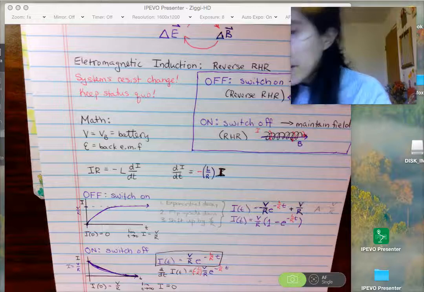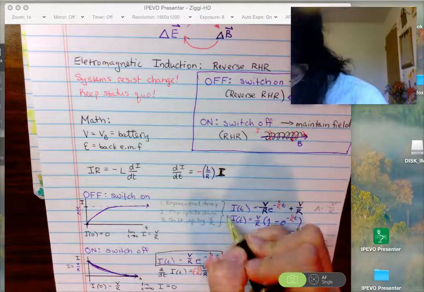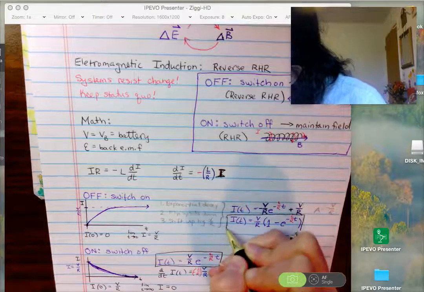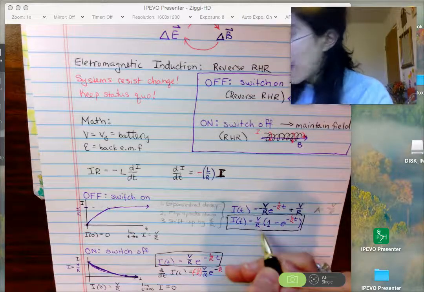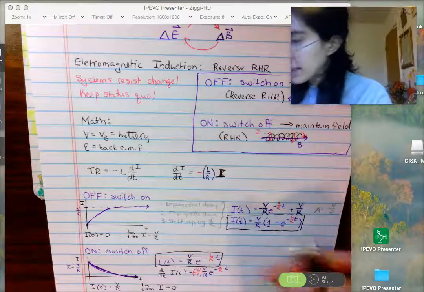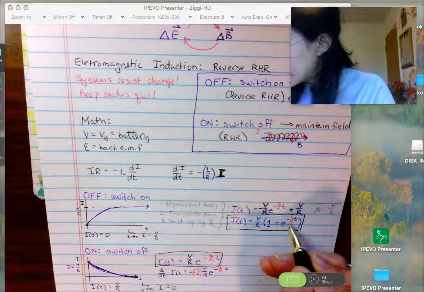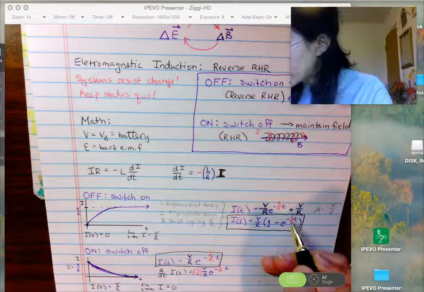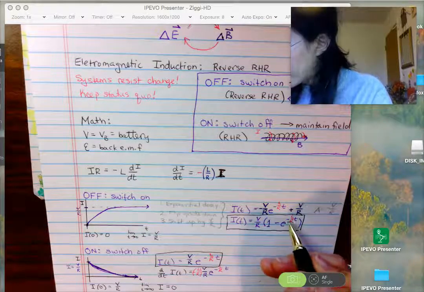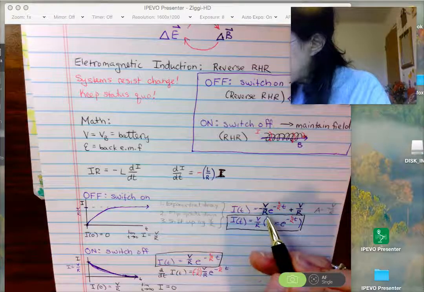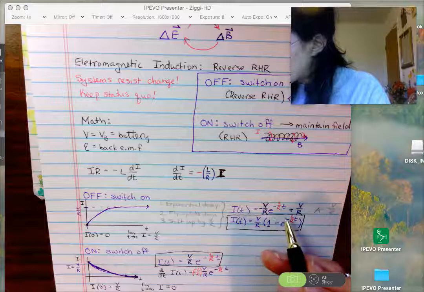Calculus bunnies, take the derivative of this. You're going to notice that the first term drops out. Derivative of a constant is 0. We have negative V over R e to the negative L over R t. Take the derivative of that. You'll multiply by negative L over R. You will get negative L over R times the original.